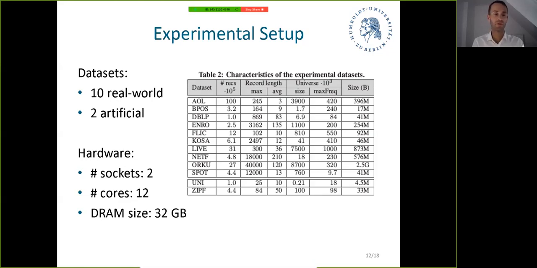The hardware we use has 2 sockets and 12 cores in total, and the DRAM size is 32 gigabytes. So as you can see here in the right column of the table, these data sets easily fit into main memory, also including all our structures like inverted index and everything else.